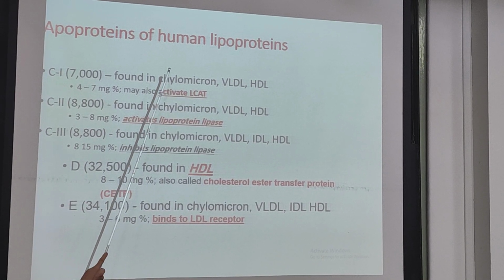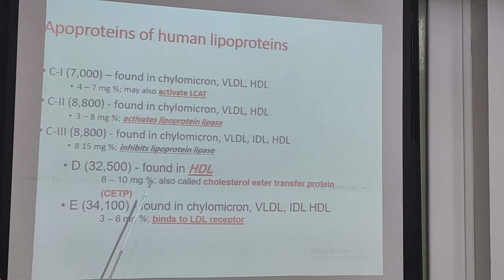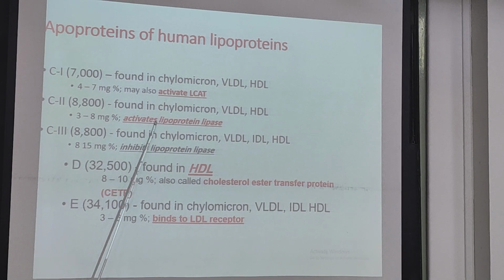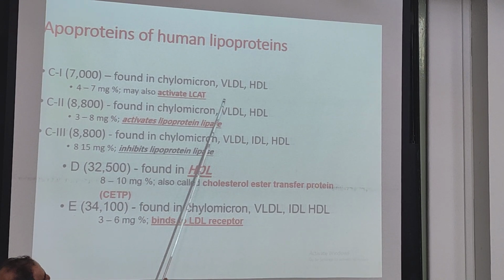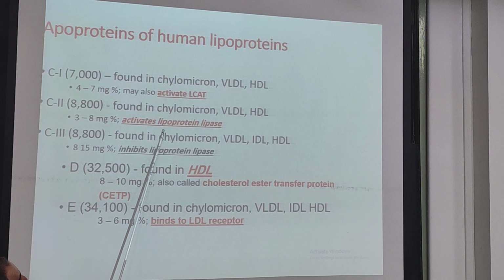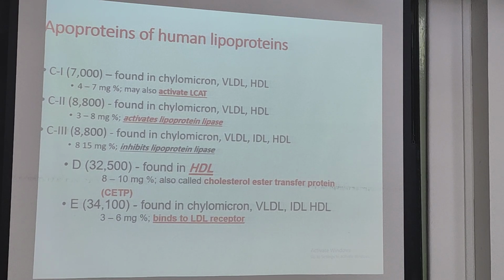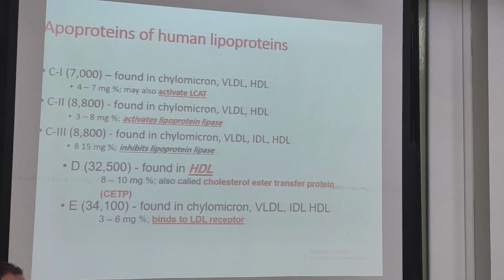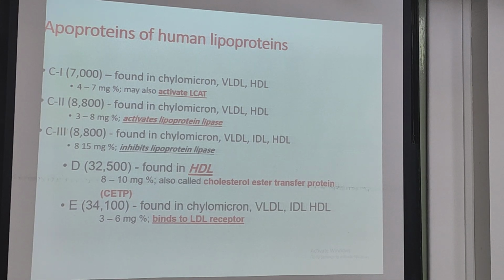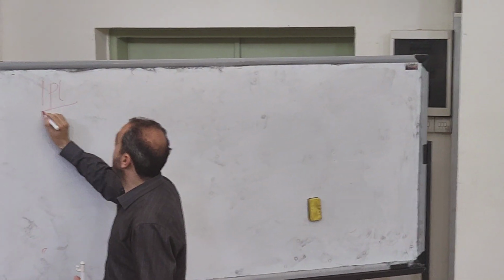C1 is found in chylomicron, VLDL, and HDL, and activates LCAT. C2, which is so important for us, is again found in these three lipoproteins, and its activity is induction of LPL or lipoprotein lipase. We will hear a lot about this enzyme. Lipoprotein lipase, LPL.